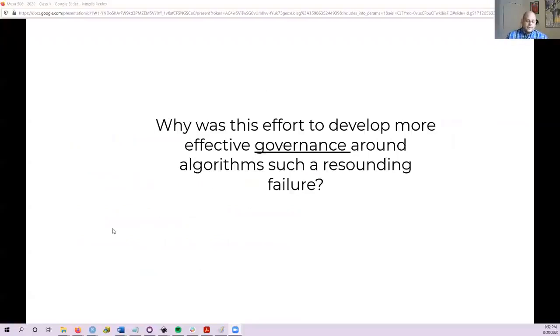And this is the question I just asked you. We call governance, by the way, the need to put this technology into terms and processes that we are familiar with in government. We call that governance. And so why was this effort such a failure?